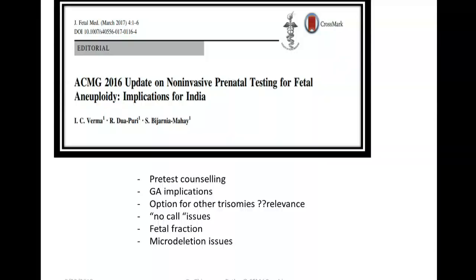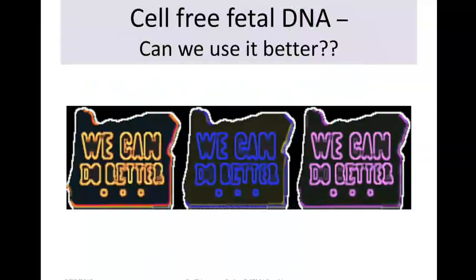The option to do other trisomies, what is the relevance of doing trisomy 13, trisomy 16 or 22? Is it really useful in adding that to the armamentarium of cell-free DNA? What about the no-call issues? Because there could be failure in getting enough fetal fraction, and hence you may have to repeat the test, and that increases the turnaround time and the level of anxiety. Fetal fraction issues, whether all labs are following the recommendations and reporting their fetal fractions so that we know that the values that they are giving are valid, and the use of these microdeletions like we've discussed before.